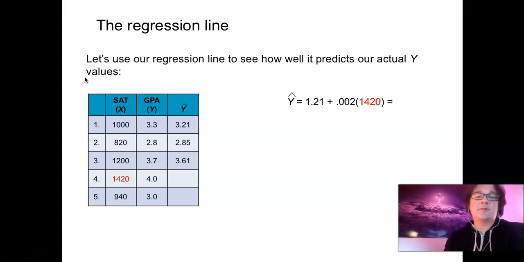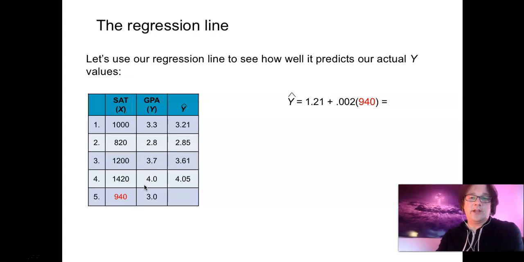So we put that in the predicted column. A 1420, their actual GPA was a 4, perfect. So let's see how they do. Our model says 4.05, right? So we'll put that in the predicted column. And then finally, our SAT score of 940. Their actual GPA was a 3. Let's see what the predicted GPA is. 3.09.